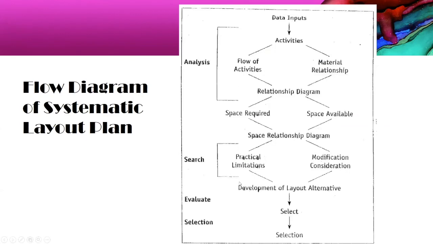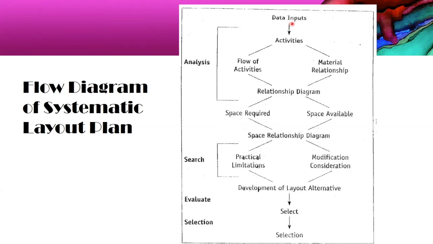Moving ahead, this is the flow diagram of systematic layout plan, wherein the first stage is the data inputs. What are we going to do with this layout? That is, in the case of the hotel, we'll be collecting information: how many public areas, how many restaurants, how many banquet halls are going to be there.